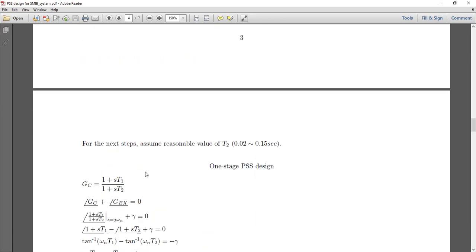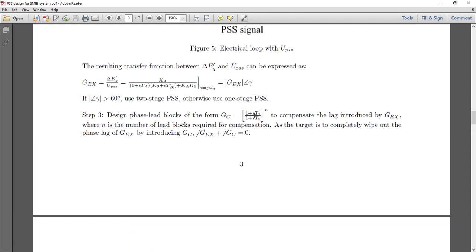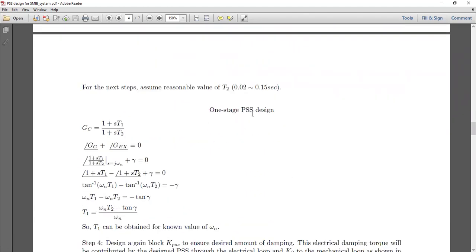Remember, this is again a transfer function, and you see the appearance of S. So the same thing has to be done here. This has to be evaluated at j omega n, the frequency of our interest, not any arbitrary frequency. It is the frequency at which the low frequency oscillation problem has happened. So this whole thing is the GC expression that has to be evaluated at S equals j omega n, and we only need the information of the angle. Then the angle of GEX is nothing but gamma, and that should be 0.